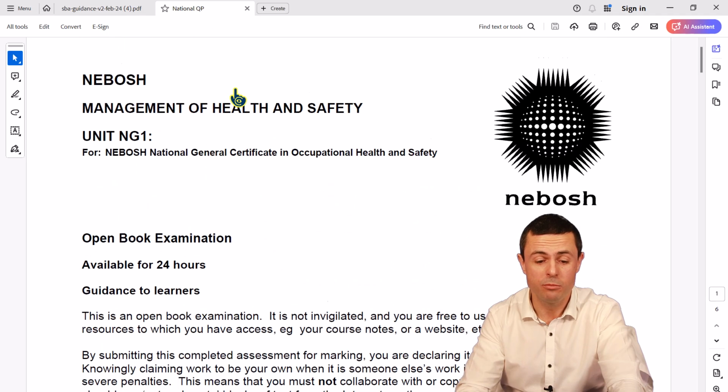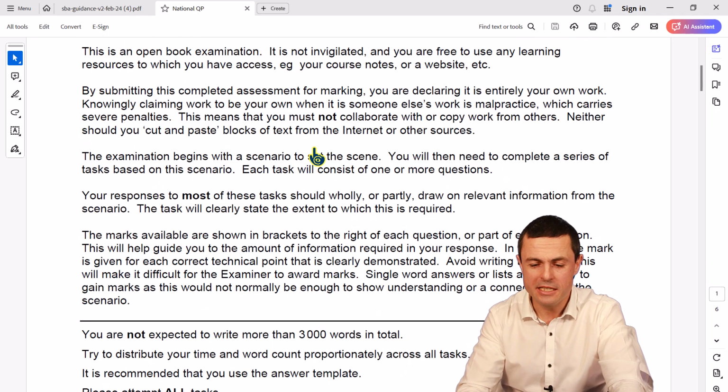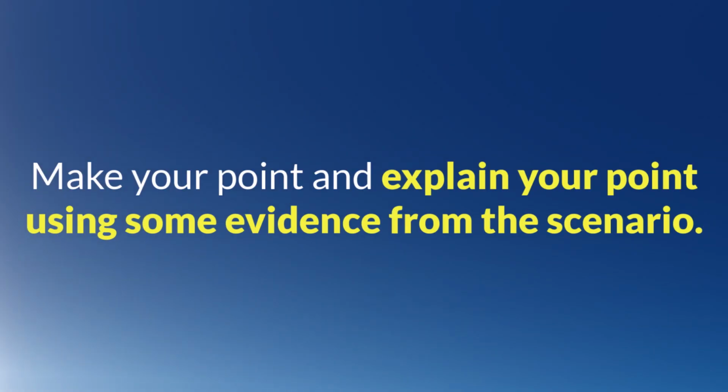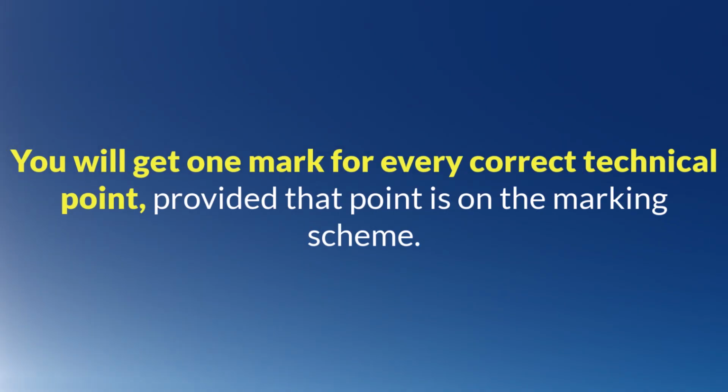Well, when you sit your exam, you'll get some instructions that look a little bit like this. And it says in the instructions, in general, 1 mark is given for each correct technical point that is clearly demonstrated. So when I talk about the P principle, I'm talking about point, evidence, explanation. You make your point and you explain your point using some evidence from the scenario to prove that point. And so we say, in general, you will get 1 mark for every correct technical point, provided that point is on the mark scheme.